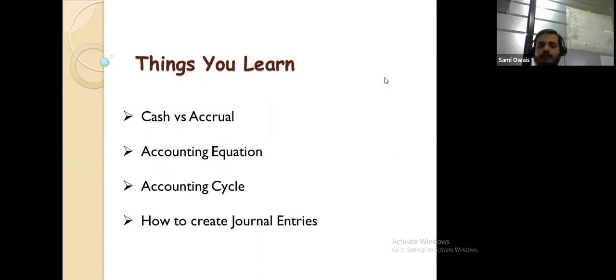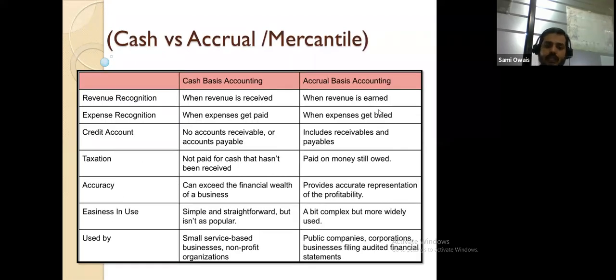Okay, so the next thing is the accounting equation. Understanding the accounting equation is very important, guys. So this is about the cash versus accrual system. You can just take a glance at the difference between the cash versus accrual basis of accounting.